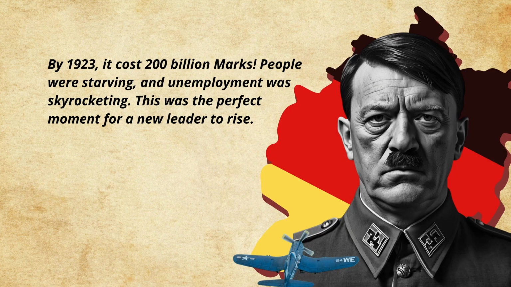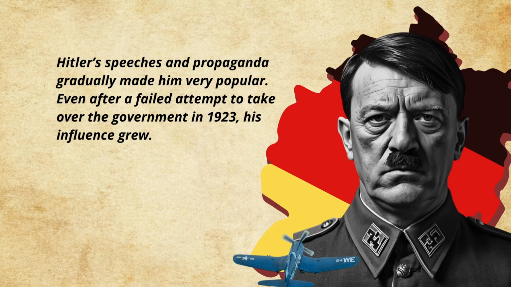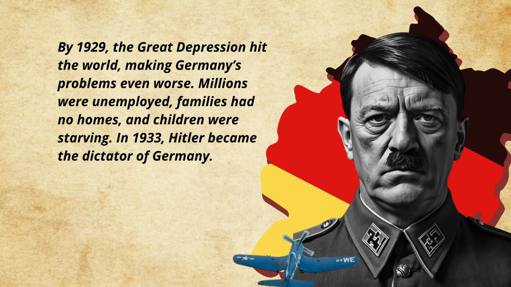This was the perfect moment for a new leader to rise. Enter Adolf Hitler, a young politician who was extremely good at speaking to the masses. He blamed Germany's problems on groups like Jews and socialists, saying they were the reason Germany had been humiliated on the world stage. Hitler's speeches and propaganda gradually made him very popular. Even after a failed attempt to take over the government in 1923, his influence grew. By 1929, the Great Depression hit the world, making Germany's problems even worse. Millions were unemployed, families had no homes, and children were starving.